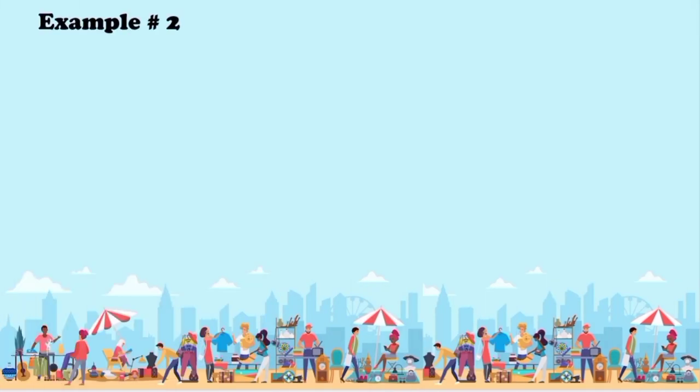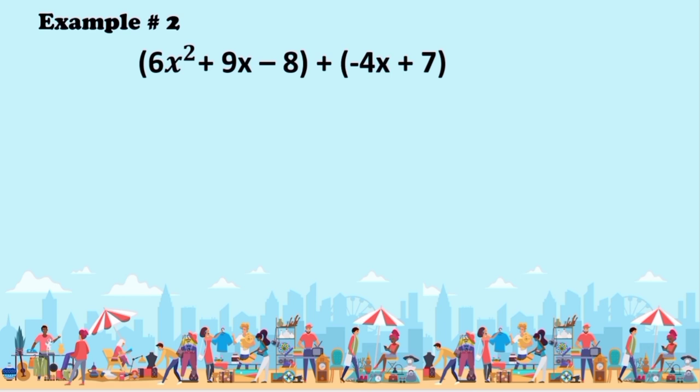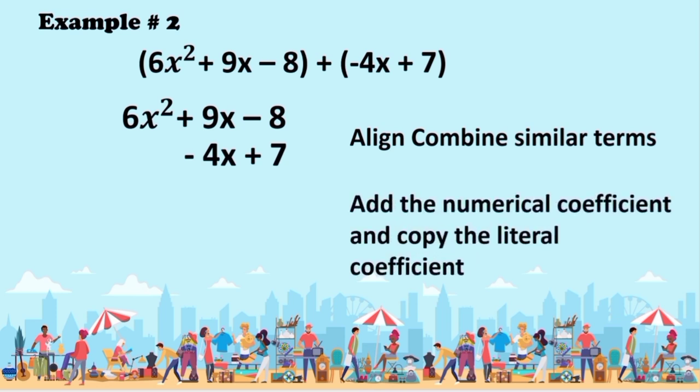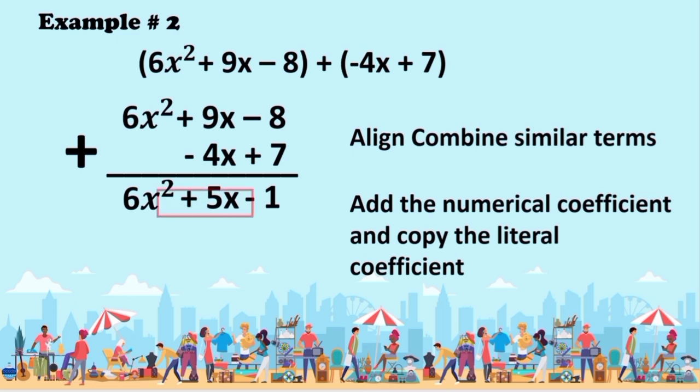Example number 2. 6x squared plus 9x minus 8 added by negative 4x plus 7. Align and combine similar terms. Add the numerical coefficient and copy the literal coefficient. Negative 8 plus 7 is negative 1. 9x plus negative 4x is 5x. And bring down 6x squared. Final answer is 6x squared plus 5x minus 1.